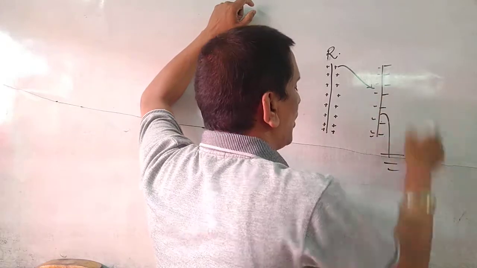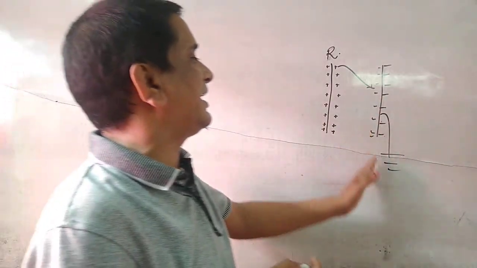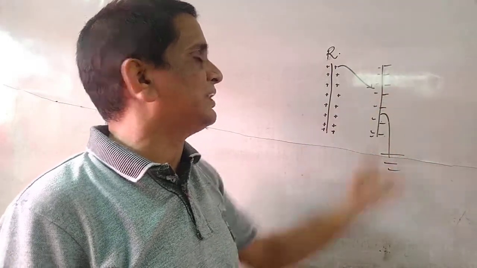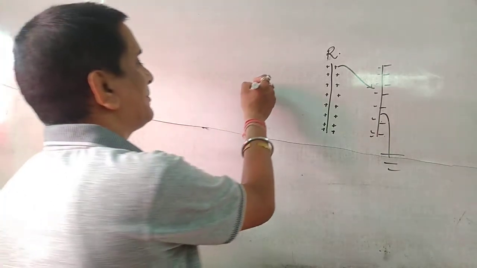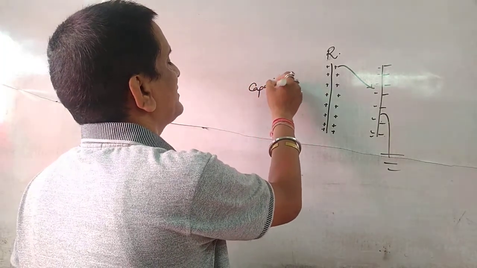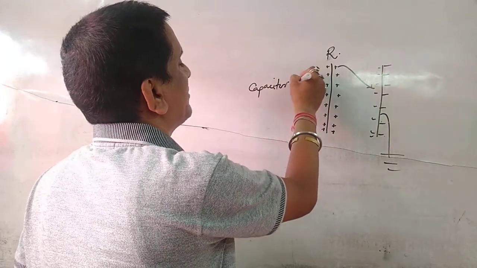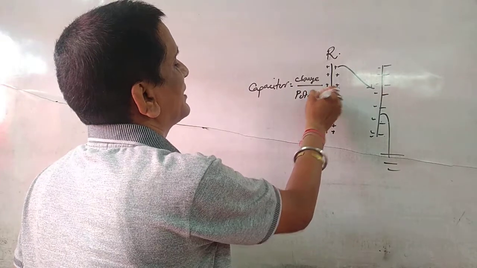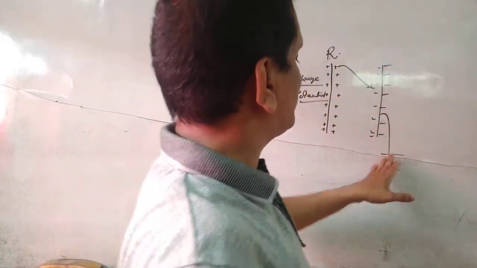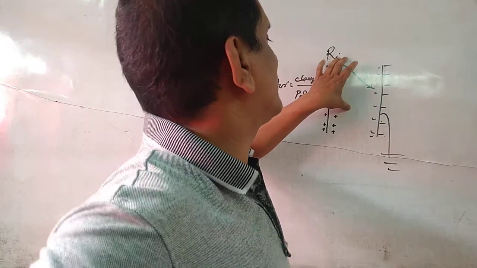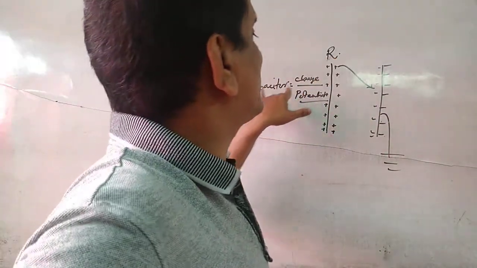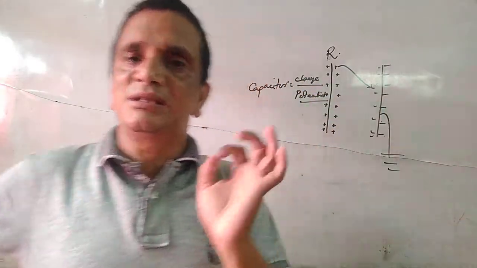Then what will happen? All the positive charge will go to earth and this will become a totally negative charge. And we know that capacitance is equal to charge by potential. As we are bringing all the negative charges here, we are decreasing the potential of the system. And as the potential of the system decreases, the capacitance of the capacitor increases. So this is the principle.